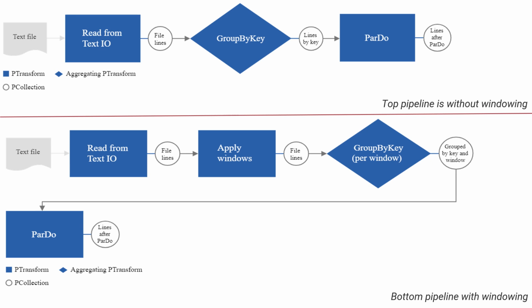So in the bottom one, as before, the pipeline creates a bounded PCollection by reading lines from a file. We then set a windowing function for that PCollection. The GroupByKey transform groups the elements of the PCollection by both key and window based on the windowing function. The subsequent ParDo transform gets applied multiple times per key, and once for each window.